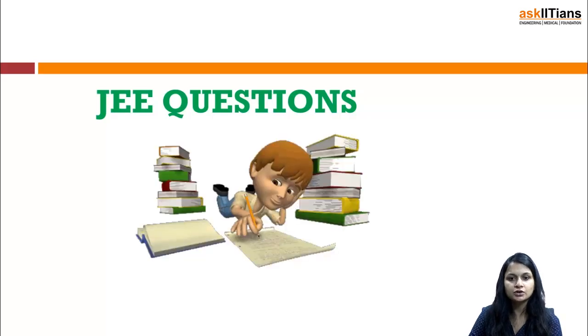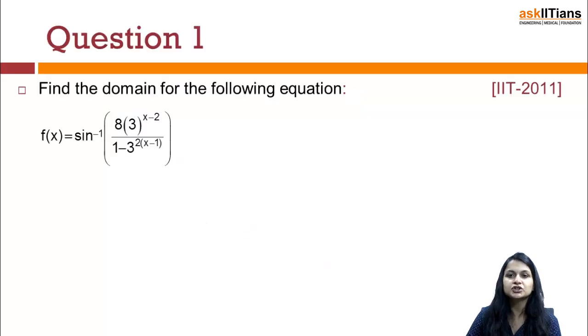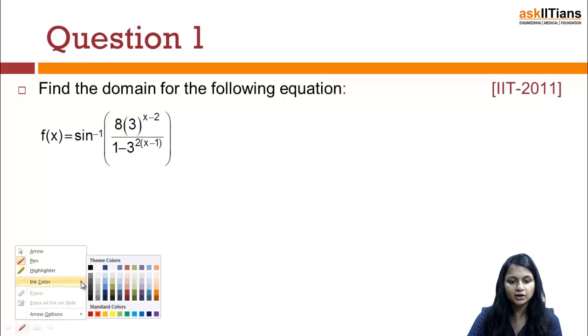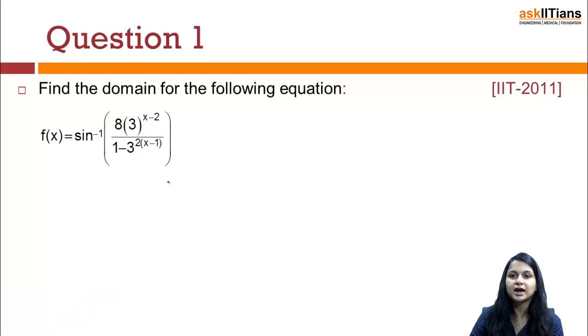Let's move to question number 1, in which we have to find the domain for the following equation. Let's analyze this question. Here you have to find the domain, and you can see that the inequality used is of the exponential type. It's easy to handle because we can convert it easily into either a quadratic inequality or a linear inequality. So let's see how we can do it.